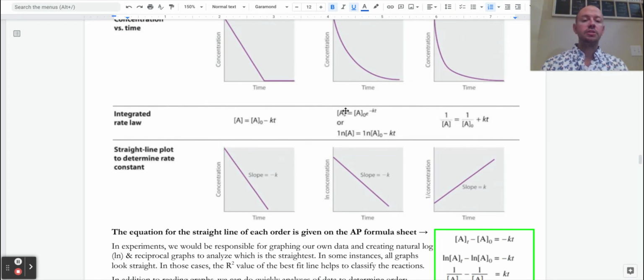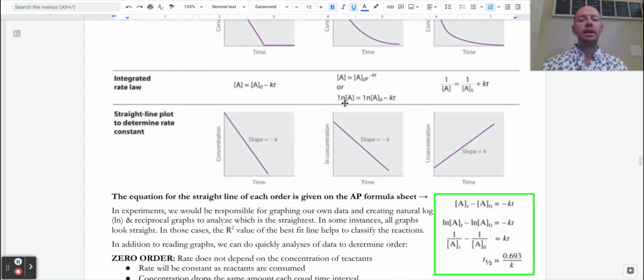So right here, it's showing it as an exponential decay, but really that's a hard equation to kind of solve for some of our variables. So we often do it in the form where we have gotten rid of our exponent by looking at a natural log. So that's the connection right there.